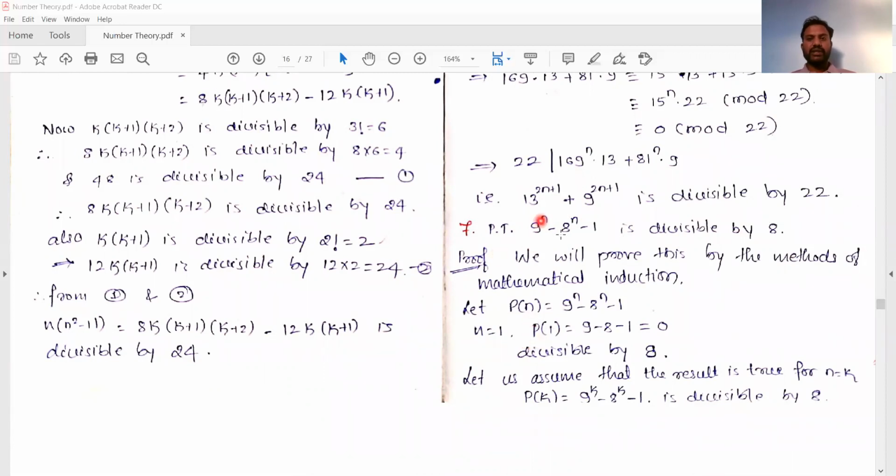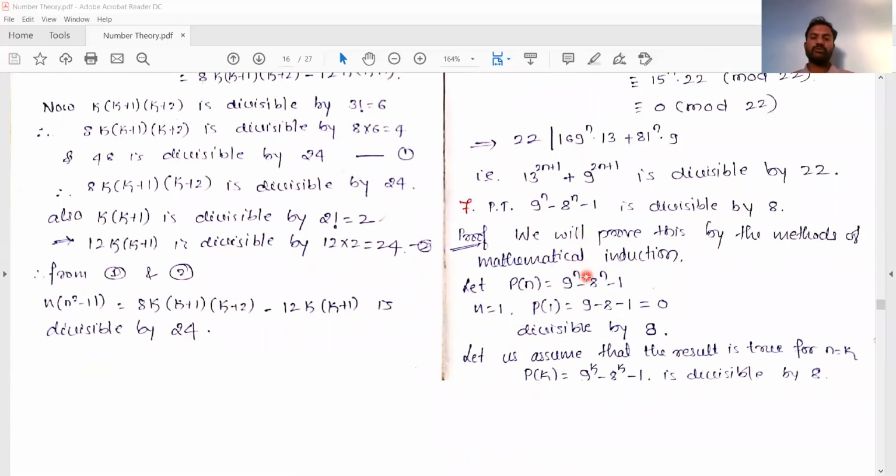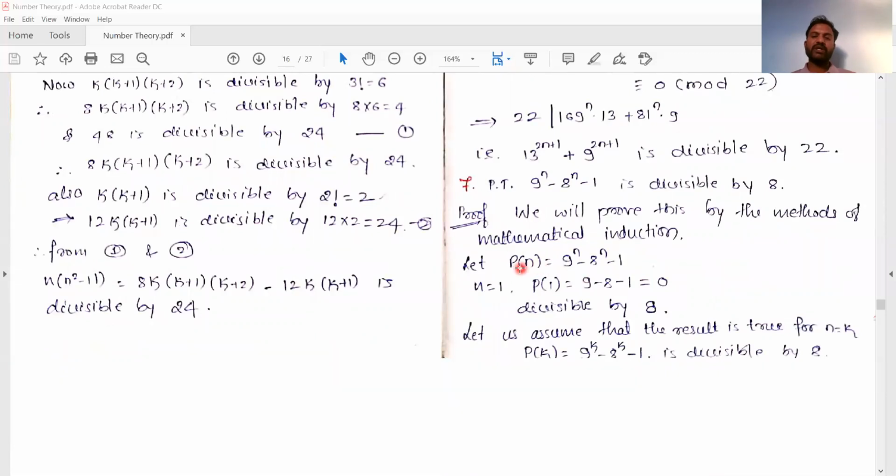So here we will prove that again in general. We will prove this by the method of mathematical induction. We will use mathematical induction and we will prove this. So first we will take P of n equal to 9 raised to n minus 8 raised to n minus 1. We have to prove that P of n is divisible by 8.